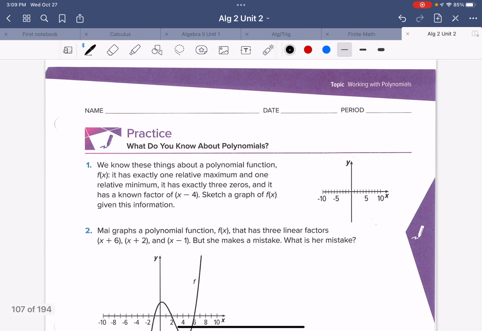Next page is the purple page. So the purple page is 177 and 178.